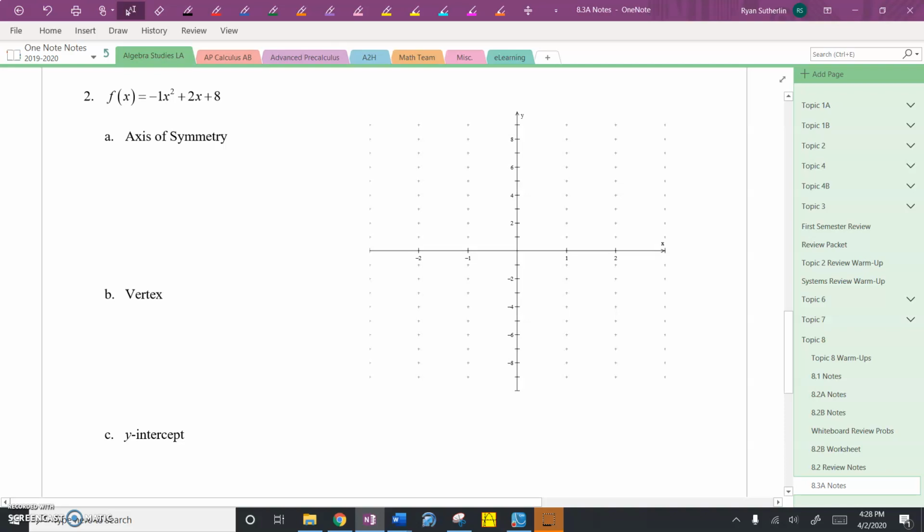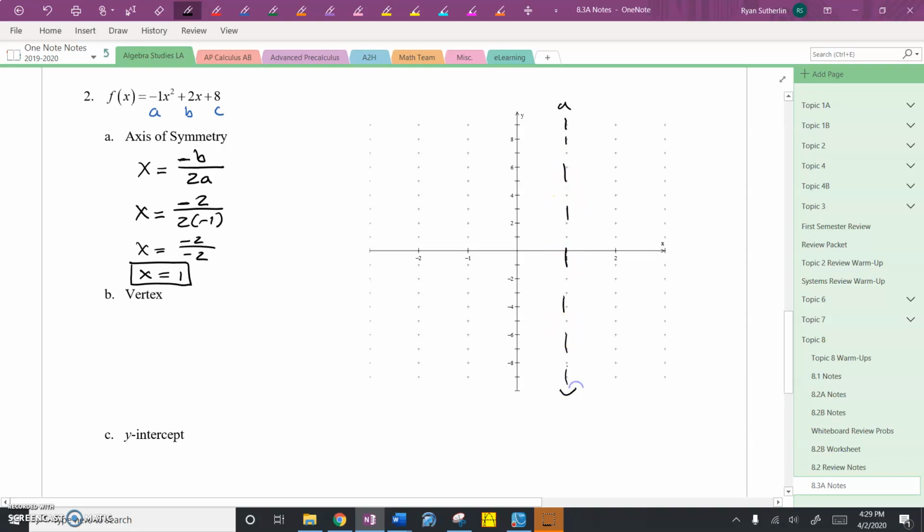Okay, so everybody should have tried those problems now. So the first thing I do, you don't have to use different colors. I've got A, B, and C. So my axis of symmetry is at the opposite of B over 2A. So the opposite, so -2 over 2 times the A value, and the A value is -1. So I get -2 over -2, which gives me x equals 1. So this one has an axis of symmetry at x equals 1.